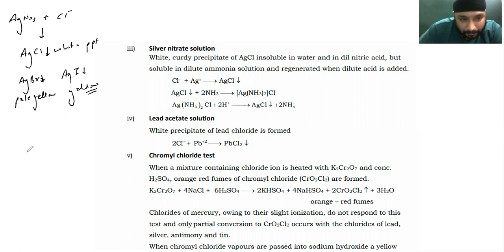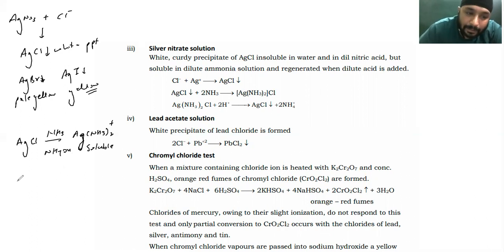If I take AgCl and keep it inside ammonia solution, ammonia in water is known as ammonium hydroxide. Keep AgCl in ammonium hydroxide, and it gets soluble due to the formation of a complex. You know that the coordination number of silver is 2, so I'll get a complex which is soluble.